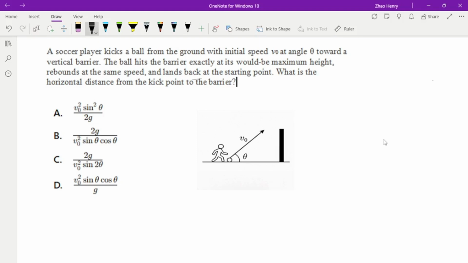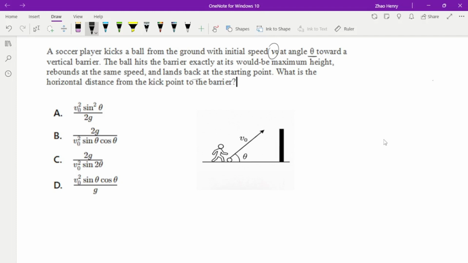A soccer player kicks a ball from the ground with initial speed v0 at an angle theta towards a vertical barrier. The ball hits a barrier exactly at the maximum height, rebounds at the same speed, and lands back at the starting point. What is the horizontal distance from the kick points to the barrier?